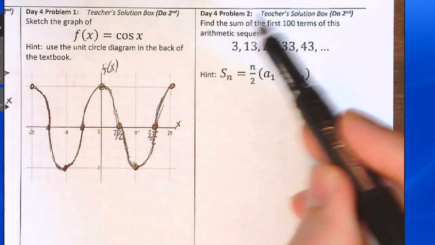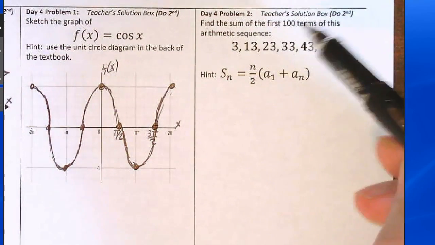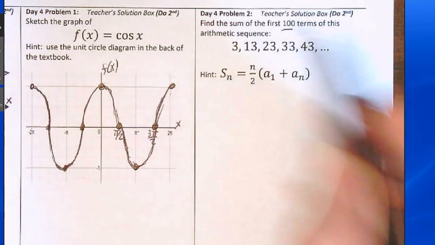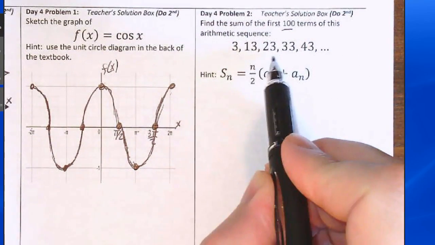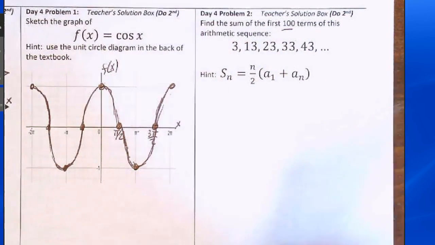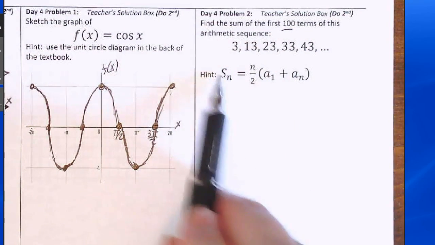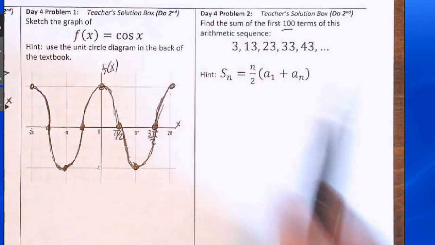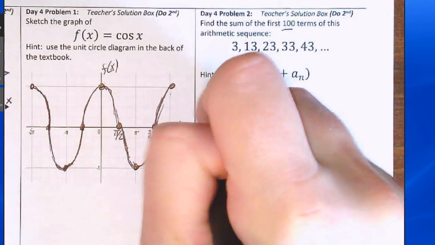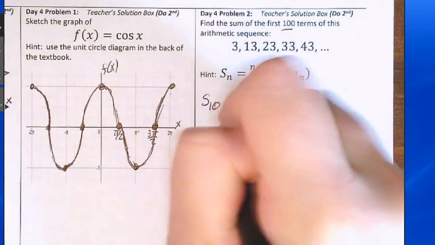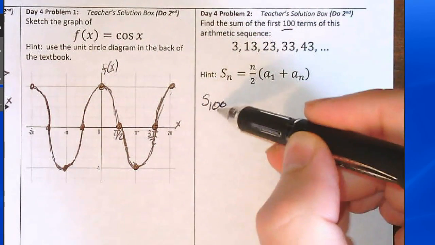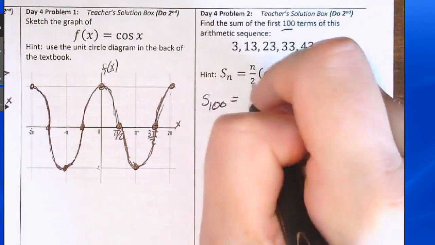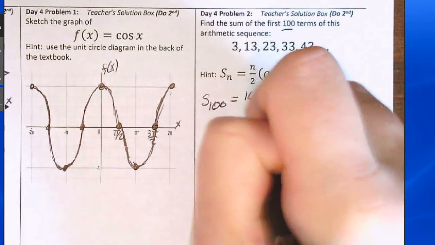Day 4, problem 2. Find the sum of the first 100 terms of this arithmetic sequence: 3, 13, 23, 33, etc. Hint, here is a formula that will find us the sum of terms for an arithmetic sequence. We want to find the sum of 100 terms. That's what the S with the sub 100 means. And so we're letting n be 100.